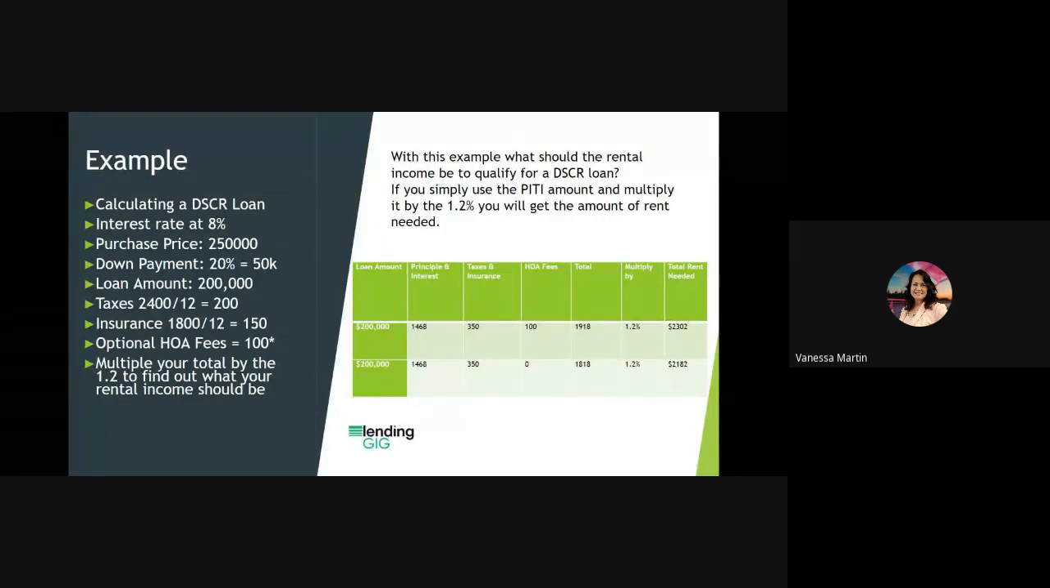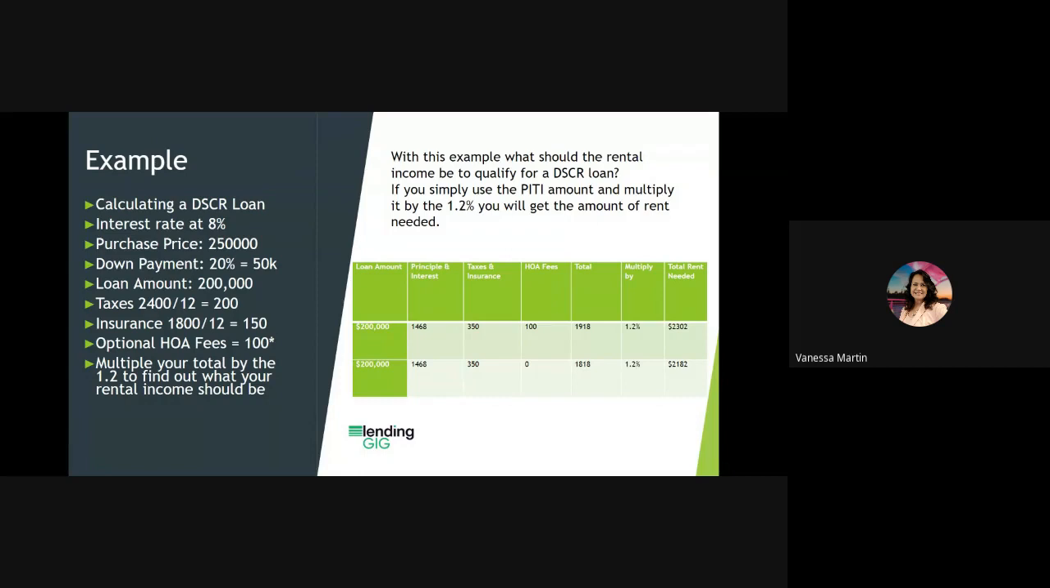Then I put in optional HOA fees because I wanted you to see the difference in what rents you're going to need for that property if you had HOA fees. They use division, but you can also multiply by that 1.2 to find out what rental income you need to cover the debt. So with this example, with a $200,000 loan, you have your principal and interest.